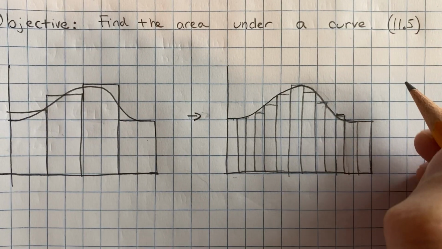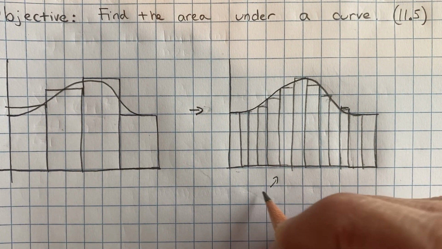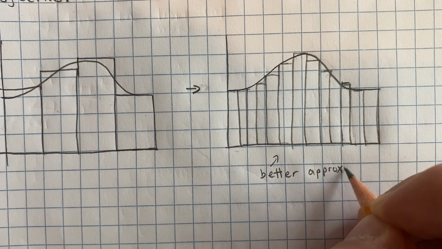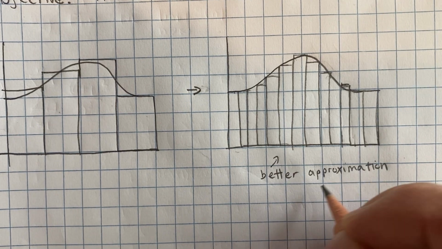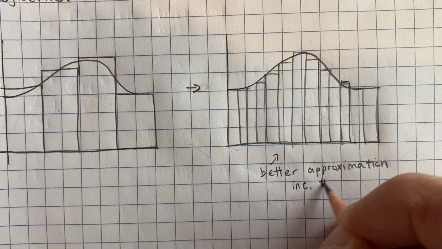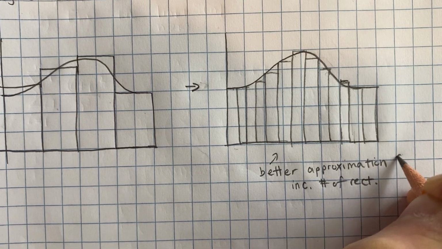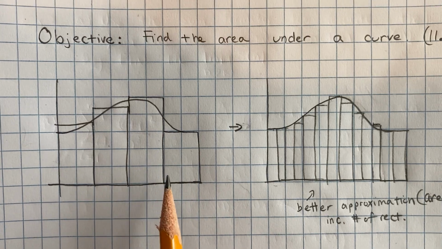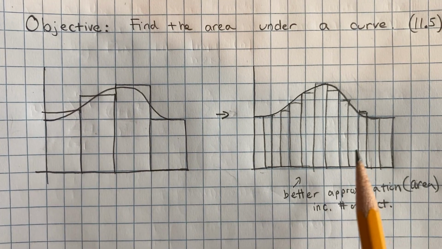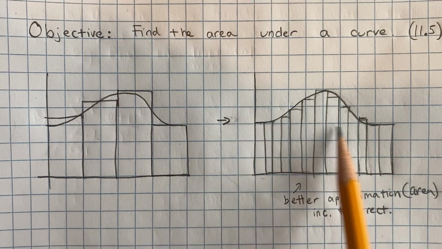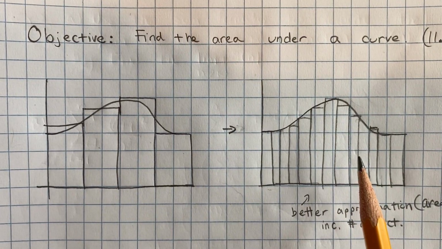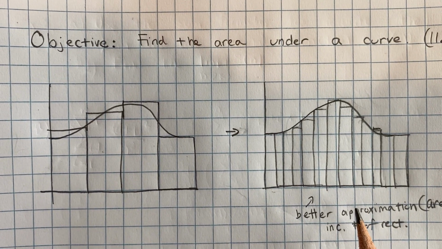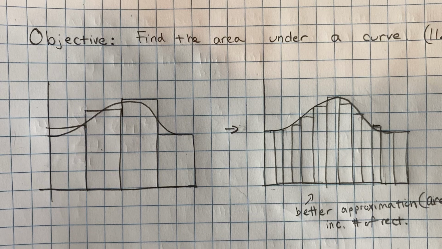As I increase the number of rectangles, you get a better approximation of the area underneath the curve. If I only have four rectangles, it's not going to be that great. So if I increase the number of rectangles, you can hopefully see it'll give you a better approximation of the area. I'm sure there are computer models that will help you do this much better than me drawing it by hand, but that's the idea.